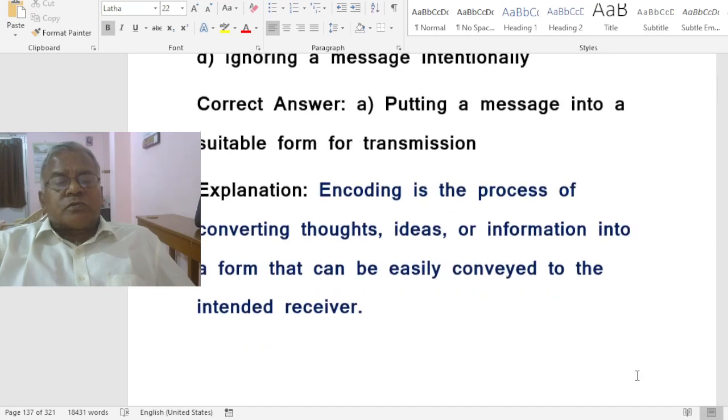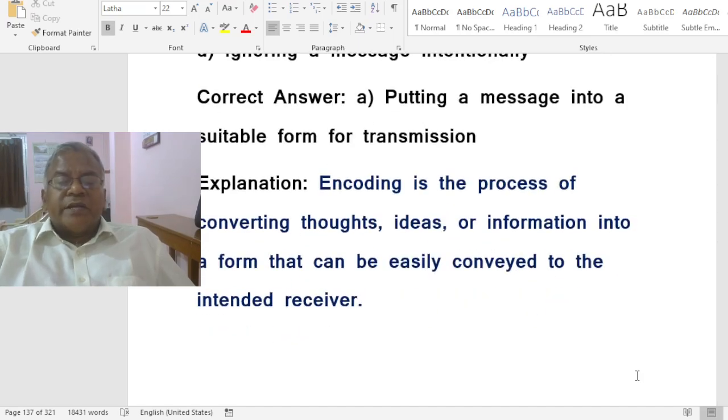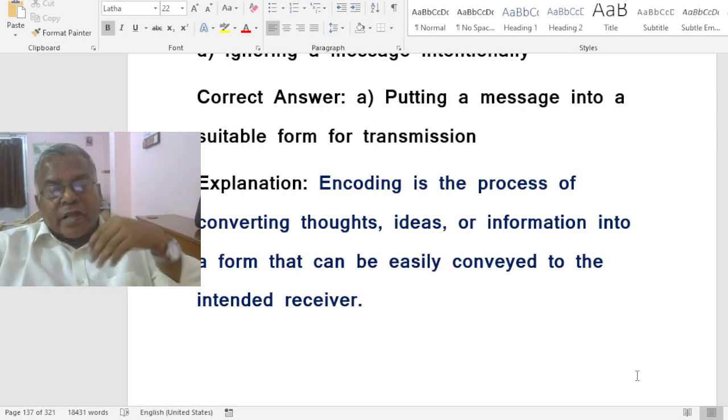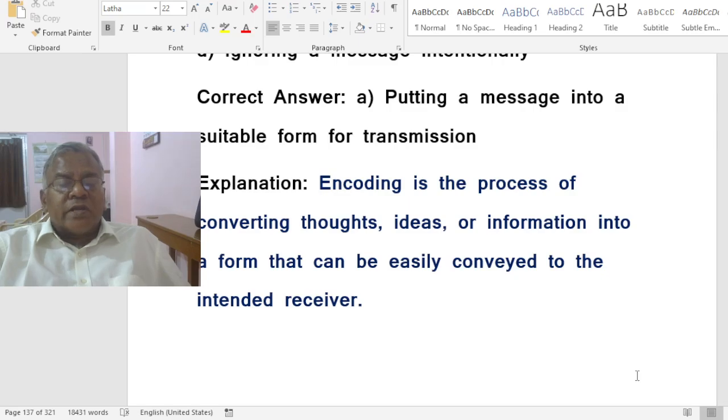Encoding is the process of converting thoughts, ideas or information into a form that can be easily conveyed to the intended receiver.